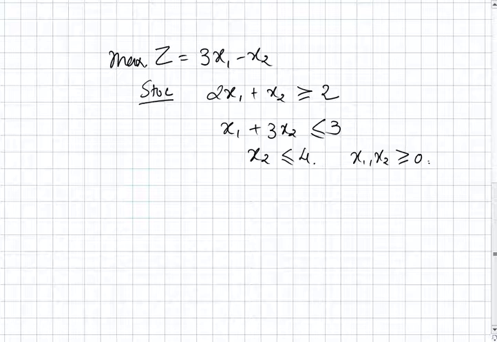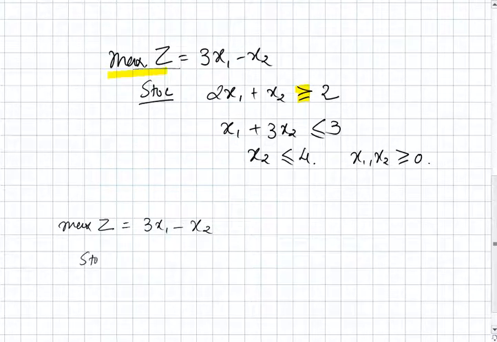The previous case had a sign with equality. Now we have a sign of the greater than or equal to type, and the problem is of maximizing form. So first of all we convert this into standard form using all the previous methods, meaning introducing slack and surplus variables. So the problem is: maximize z equals 3x1 minus x2 subject to constraints.